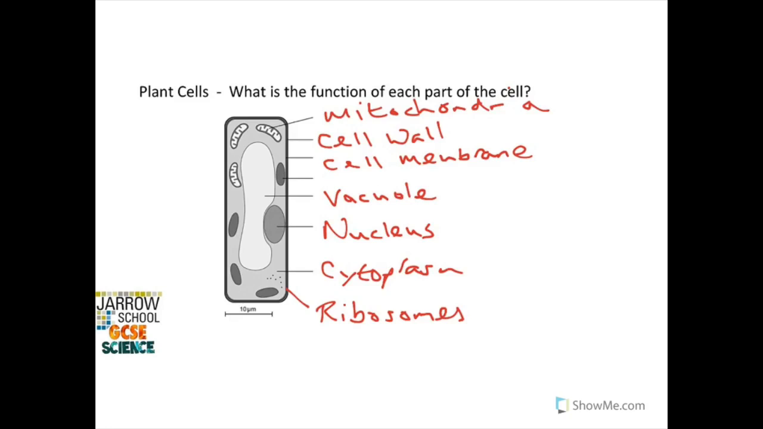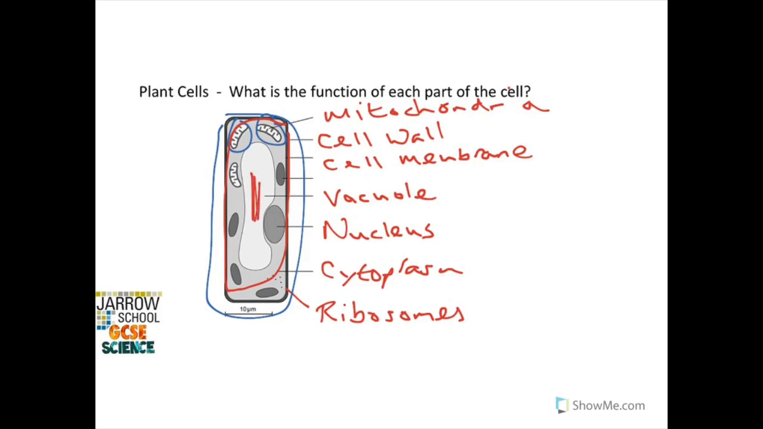As you can see, the cell is now annotated. I'm just going to go through each bit to reiterate what each part does. The top one is the mitochondria, exactly the same as in an animal cell. This is where aerobic respiration takes place. The cell wall is the outermost layer of the plant cell, and that is what keeps the plant cell rigid. Then you've got the cell membrane, the inner part, which controls what goes in and out of the cell.